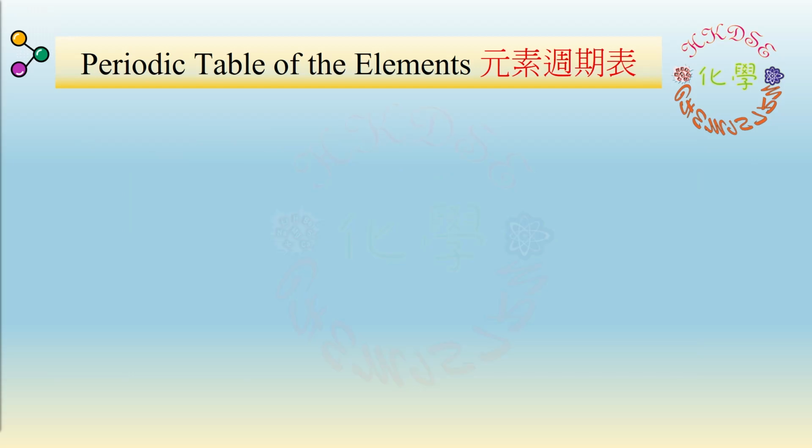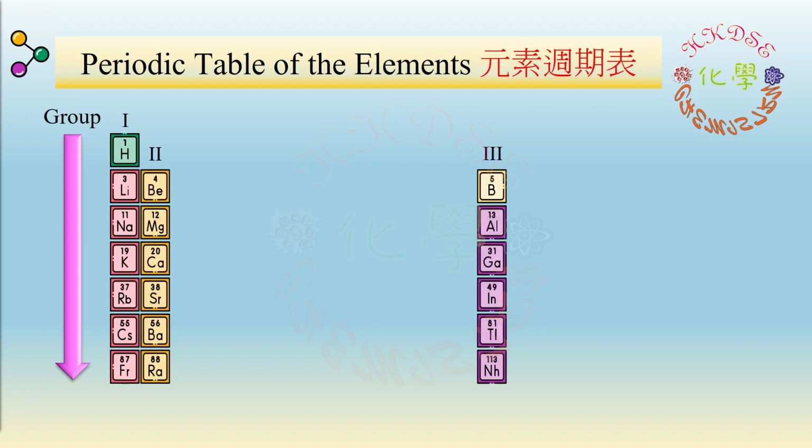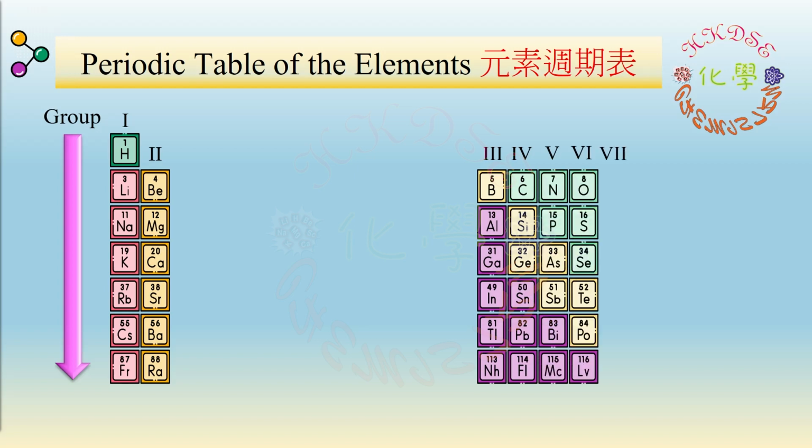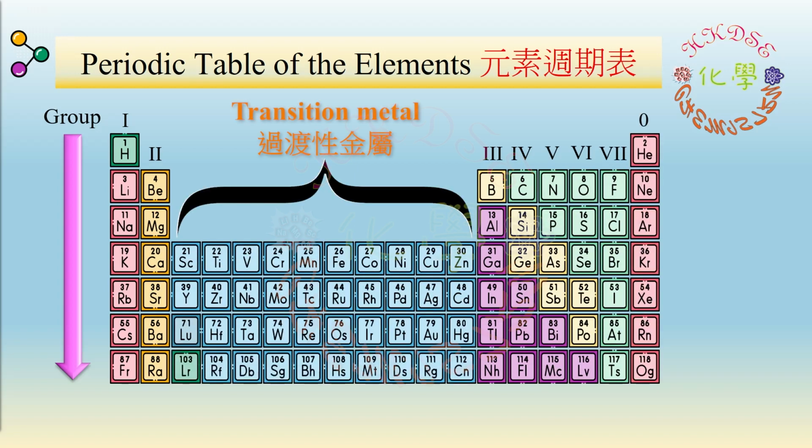Because of this pattern, a vertical column of elements is called a group. There are altogether 8 main groups. Each group has a number: group 1, 2, 3, 4, 5, 6, 7 and 0. Finally, the elements in the middle are transition metals.